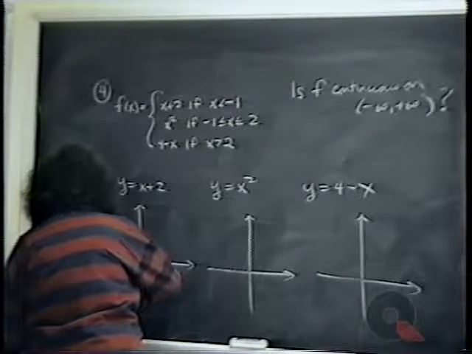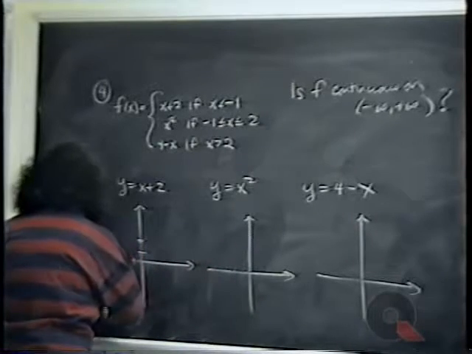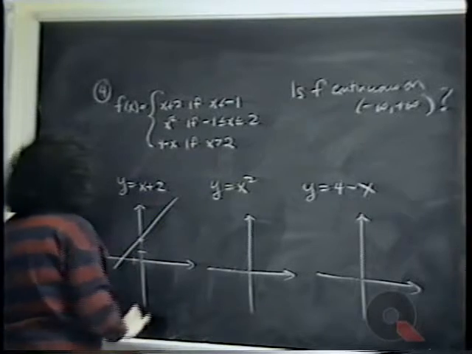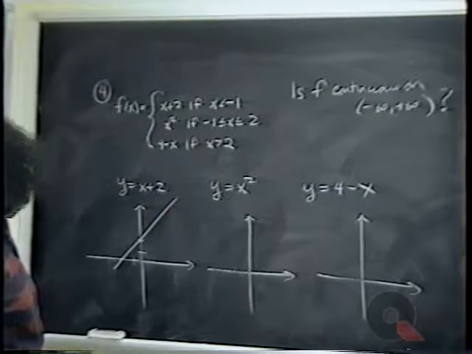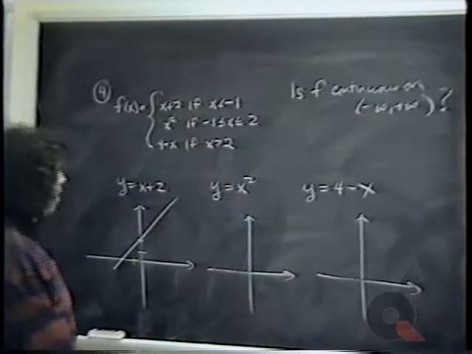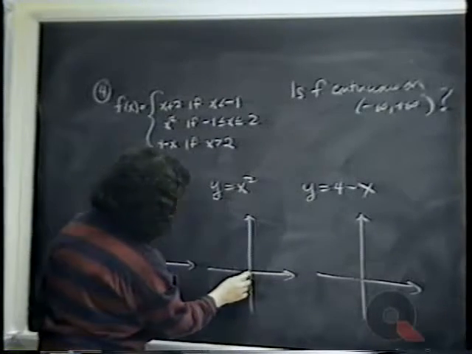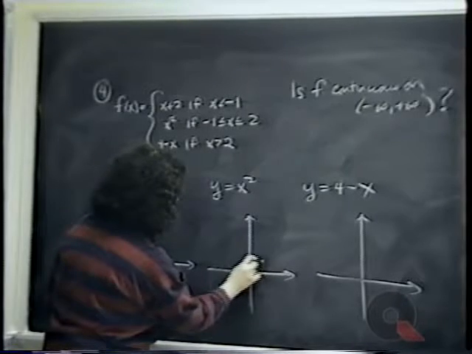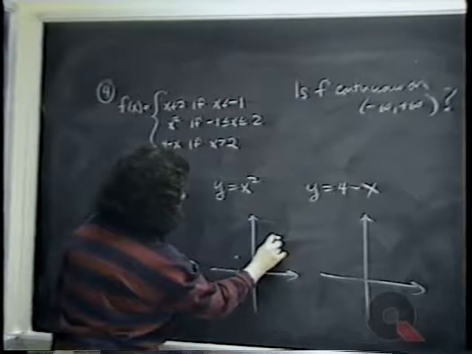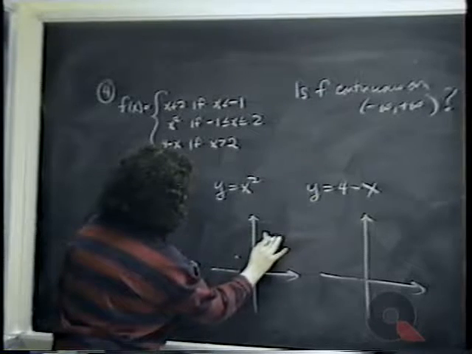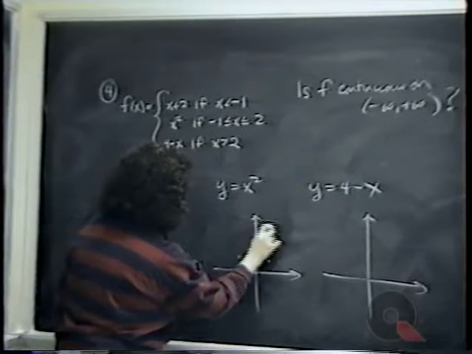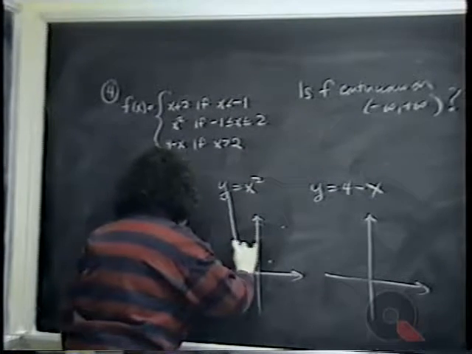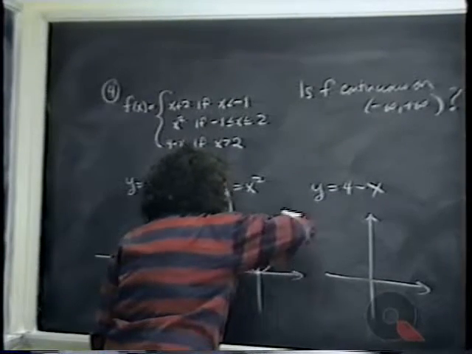This function by itself would look like that. That's the line y equals x plus 2. Now, y equals x squared would be a parabola, vertex at the origin. Goes through 0, 0. It would go through 1, 1, minus 1, 1, 2, 4, minus 2, 4, and so on. It would look something like that.